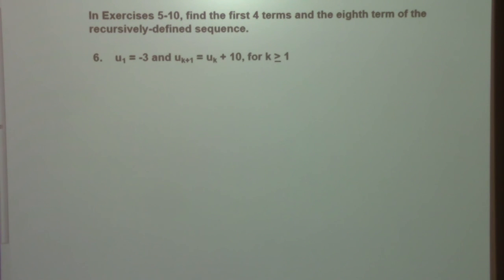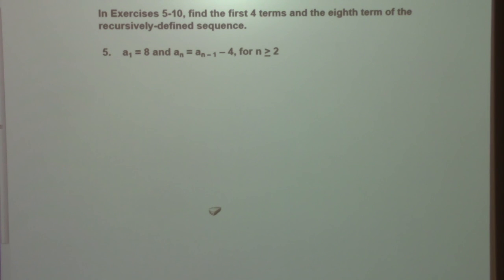Okay, so here we are at 5, and basically what we have is what's called a recursively defined sequence. You're given a starting number, and then you use that start to work out all the terms. Now it says find the first 4 terms. Well, a sub 1 is our first term, and we're already given that as 8.